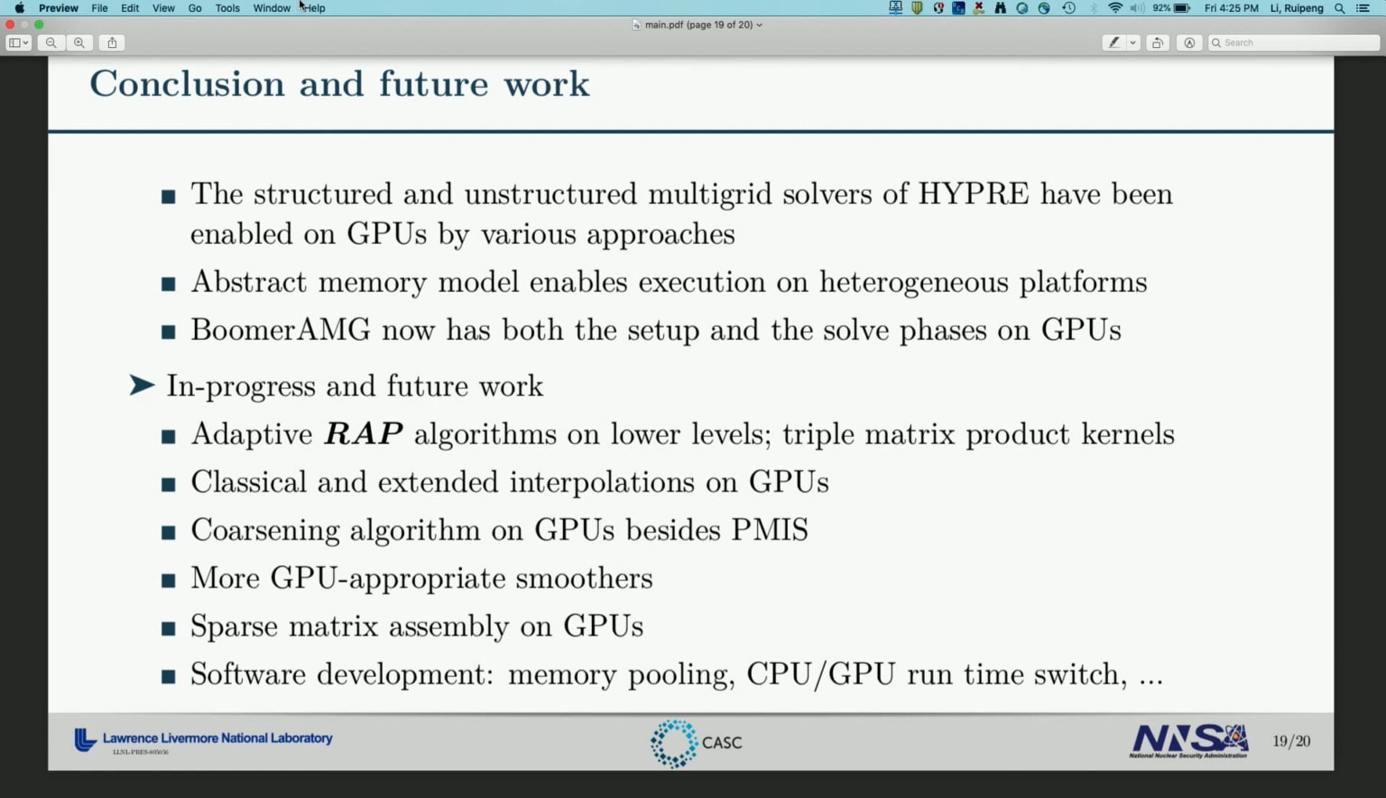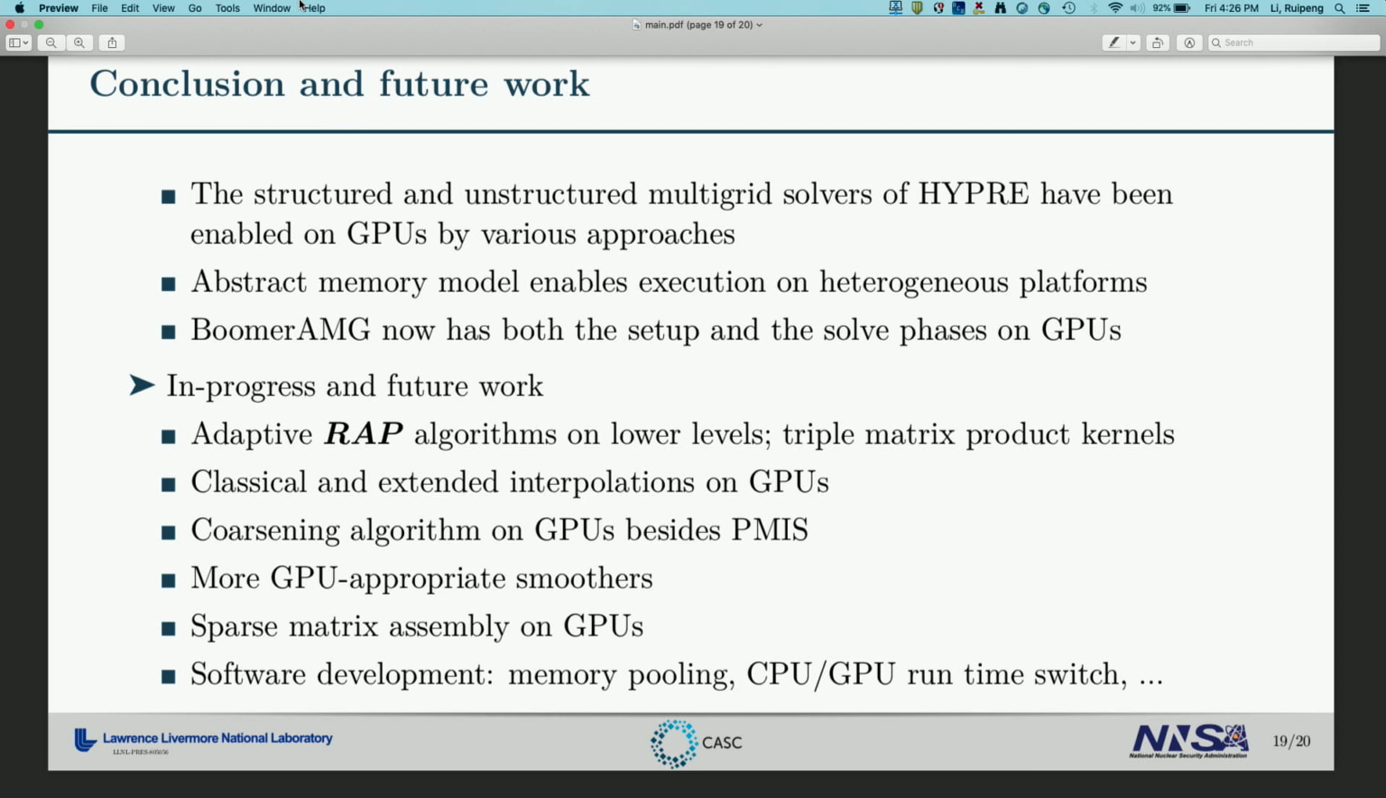To conclude, the structured and unstructured multigrid solvers in Hypre have been ported to GPU using different approaches. One thing I didn't talk about is that we have an abstract memory model to ensure Hypre, as one package, can run on different architectures. It maps the conceptual memory location to the actual physical location on different platforms. Since the last release, we have one path of BoomerAMG running completely on GPU. We are going to add more and more support and options to BoomerAMG. There is in-progress and future work we want to do.